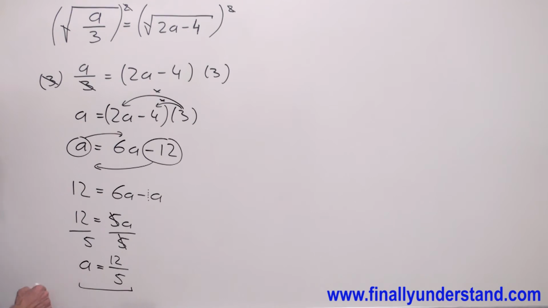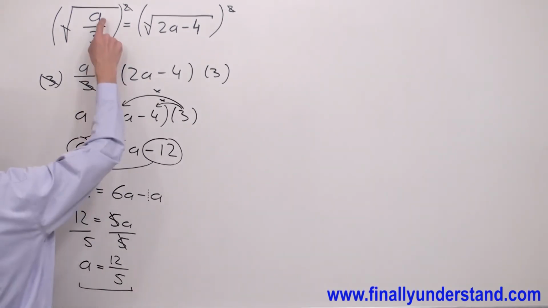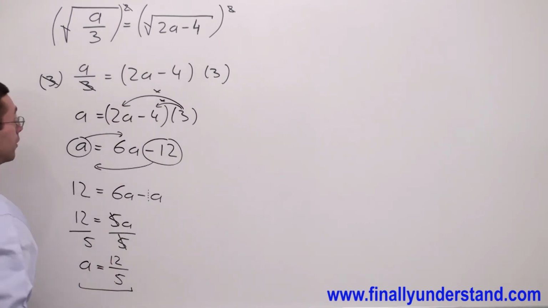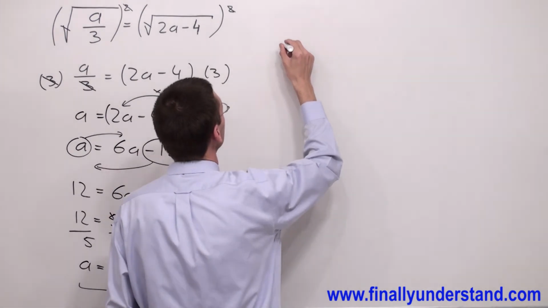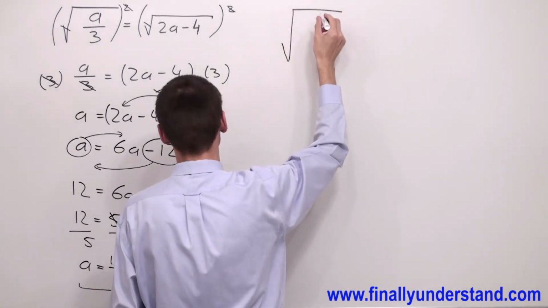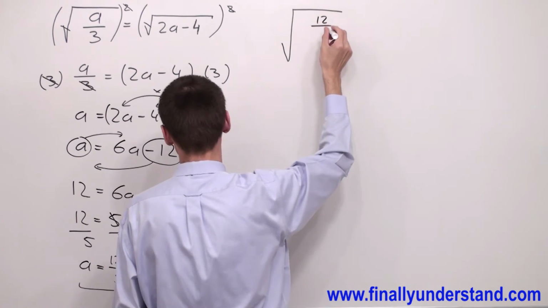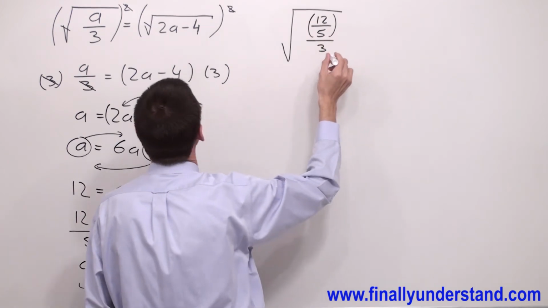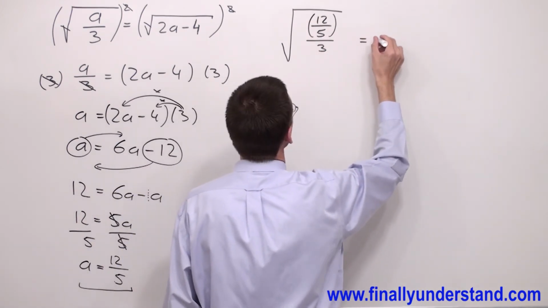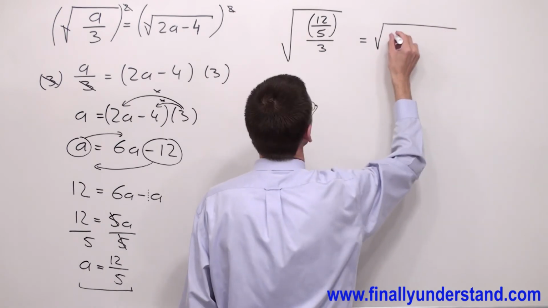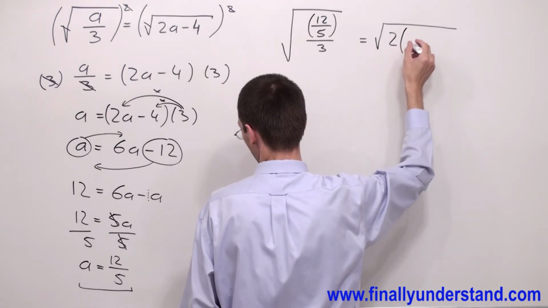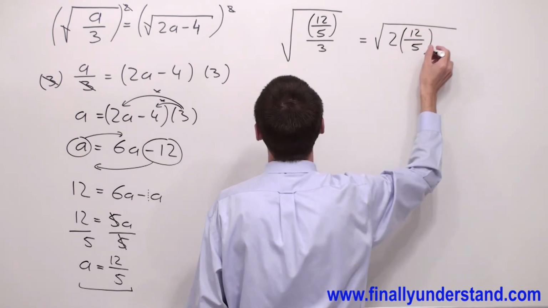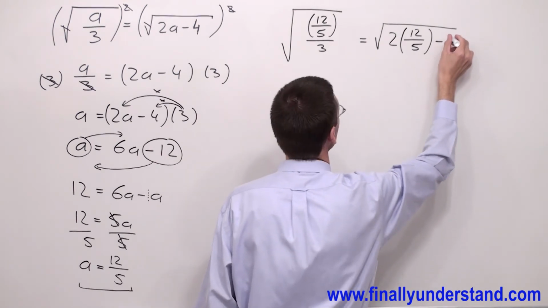But let's verify if this is correct. I'm going to replace every a in my original equation by the fraction 12 over 5. I have square root of 12 over 5, and it's over 3, is equal to square root of 2 times 12 over 5 minus 4.